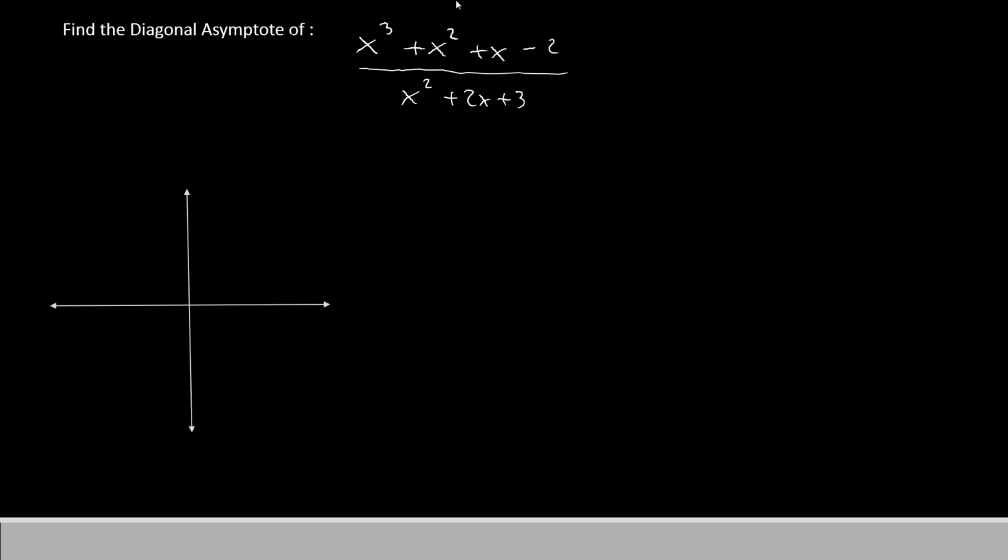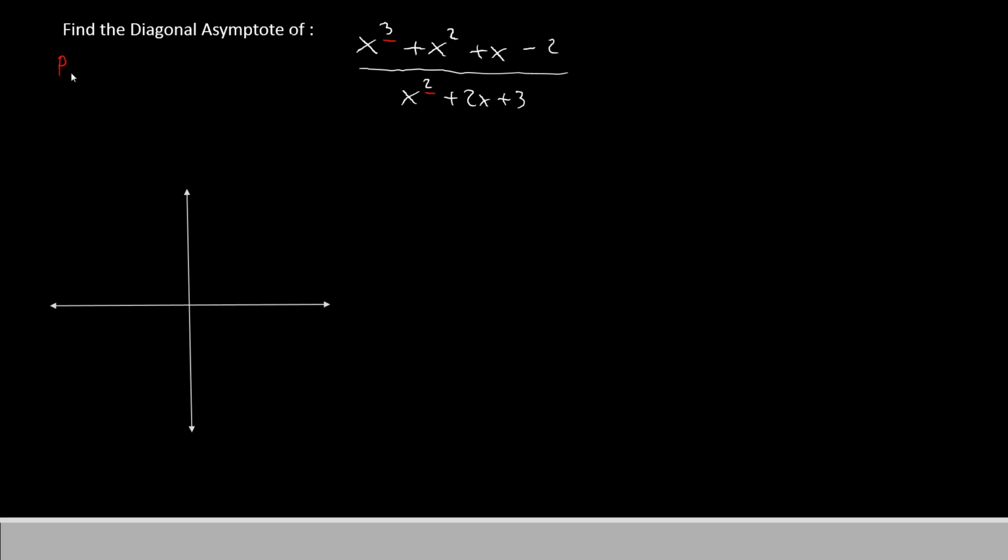Our rational function this time is x to the third power plus x to the second power plus x minus 2, divided by x squared plus 2x plus 3. You may remember from our previous episode I said that if the power in the numerator is greater than the power in the denominator, you might have a diagonal asymptote. We can see that the power in the numerator is third power and the power in the denominator is second power. So this is a possible diagonal asymptote, but I want to clarify a little bit also.